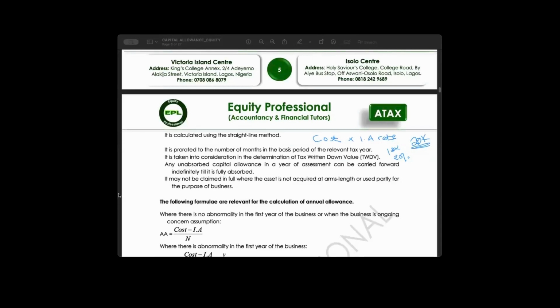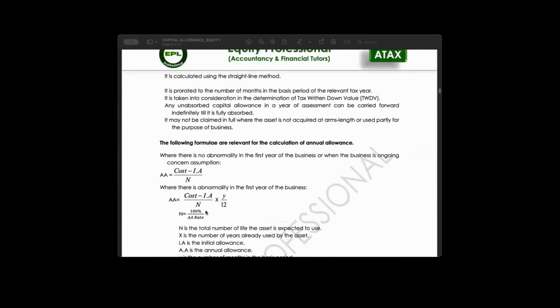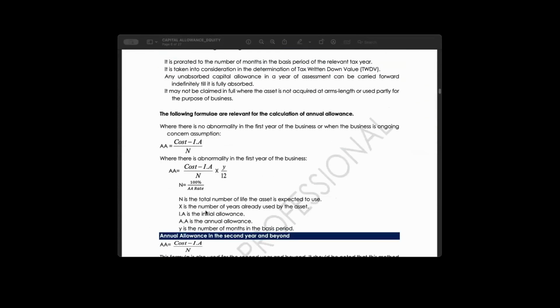The next one is your annual allowance. How do you calculate annual allowance? That is where calculation starts, really. Your annual allowance is calculated on costs minus initial allowance, divided by N. What is N? Your N is the number of years the asset will be used.